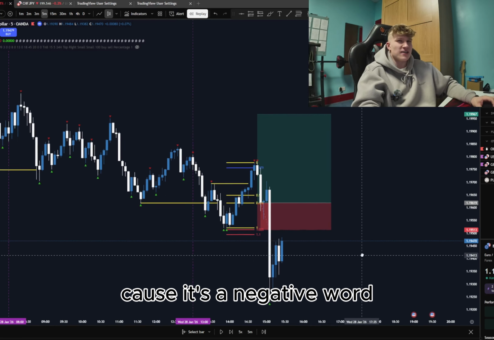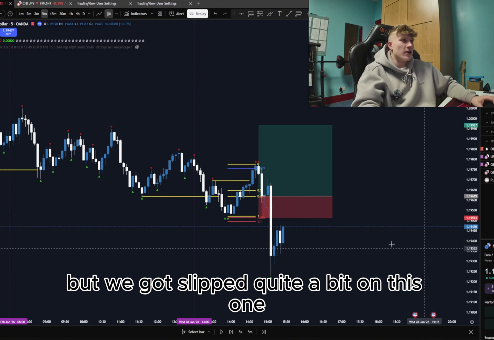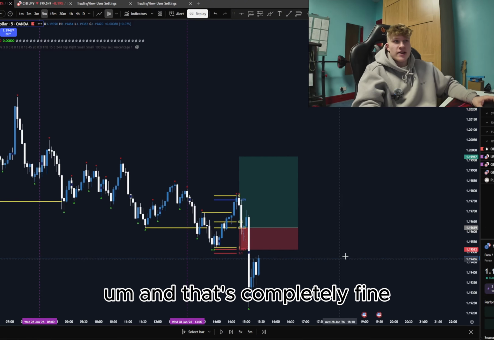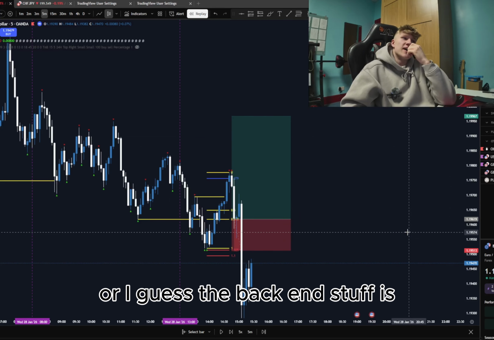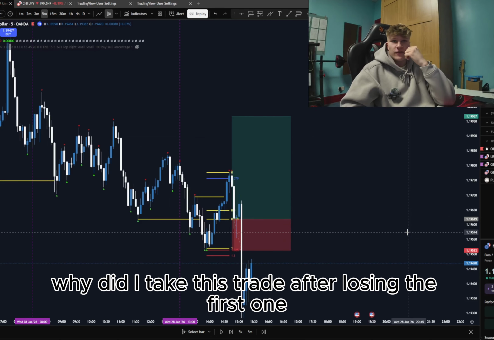We don't like to use that word because it's a negative word, but we got slipped quite a bit on this one. And that's completely fine. Now, on to a bit of the technicals, or I guess the back end stuff, is why did I take this trade after losing the first one?